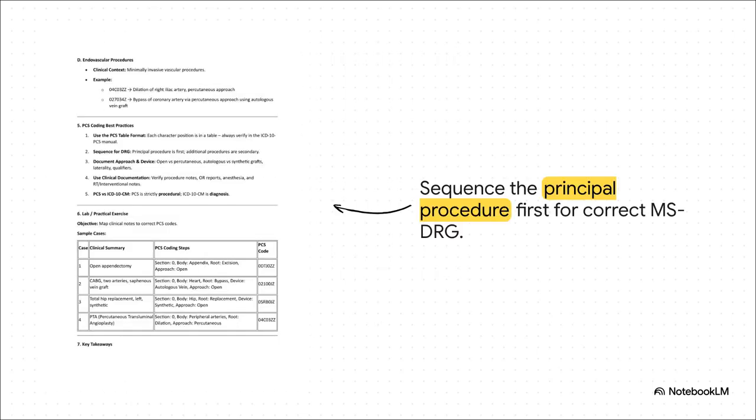When you're translating clinical notes into these codes, you always have to sequence the principal procedure first. That's what ensures the correct MSDRG assignment. And you absolutely must verify things like the approach directly from the operative report itself, not just a quick clinical summary. For example, in advanced neurosurgery, whether an approach was open versus percutaneous endoscopic dramatically changes your fifth character. Your clinical documentation, the OR reports, the anesthesia notes, the whole shebang has to clearly back up every single one of those 7 characters if you want to survive an audit.